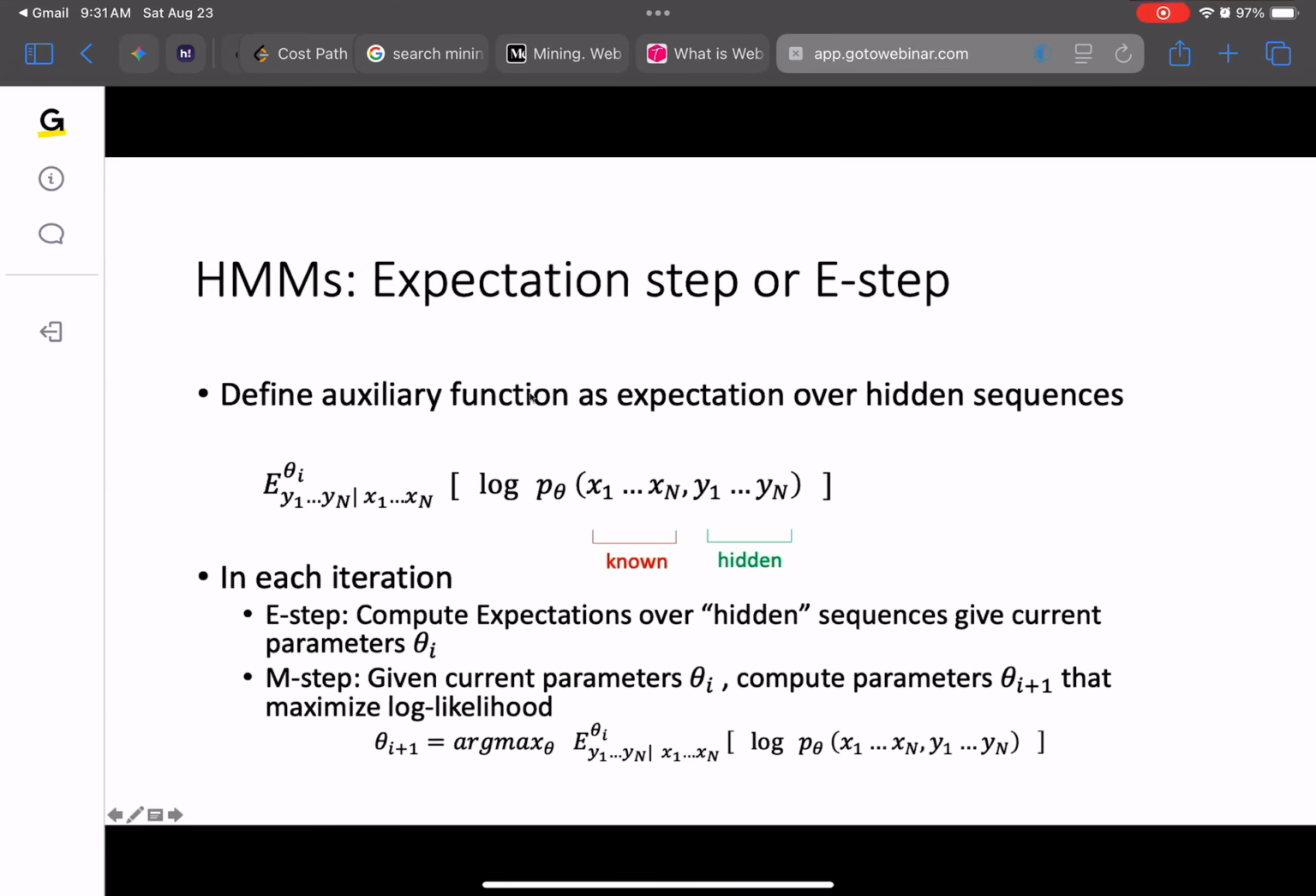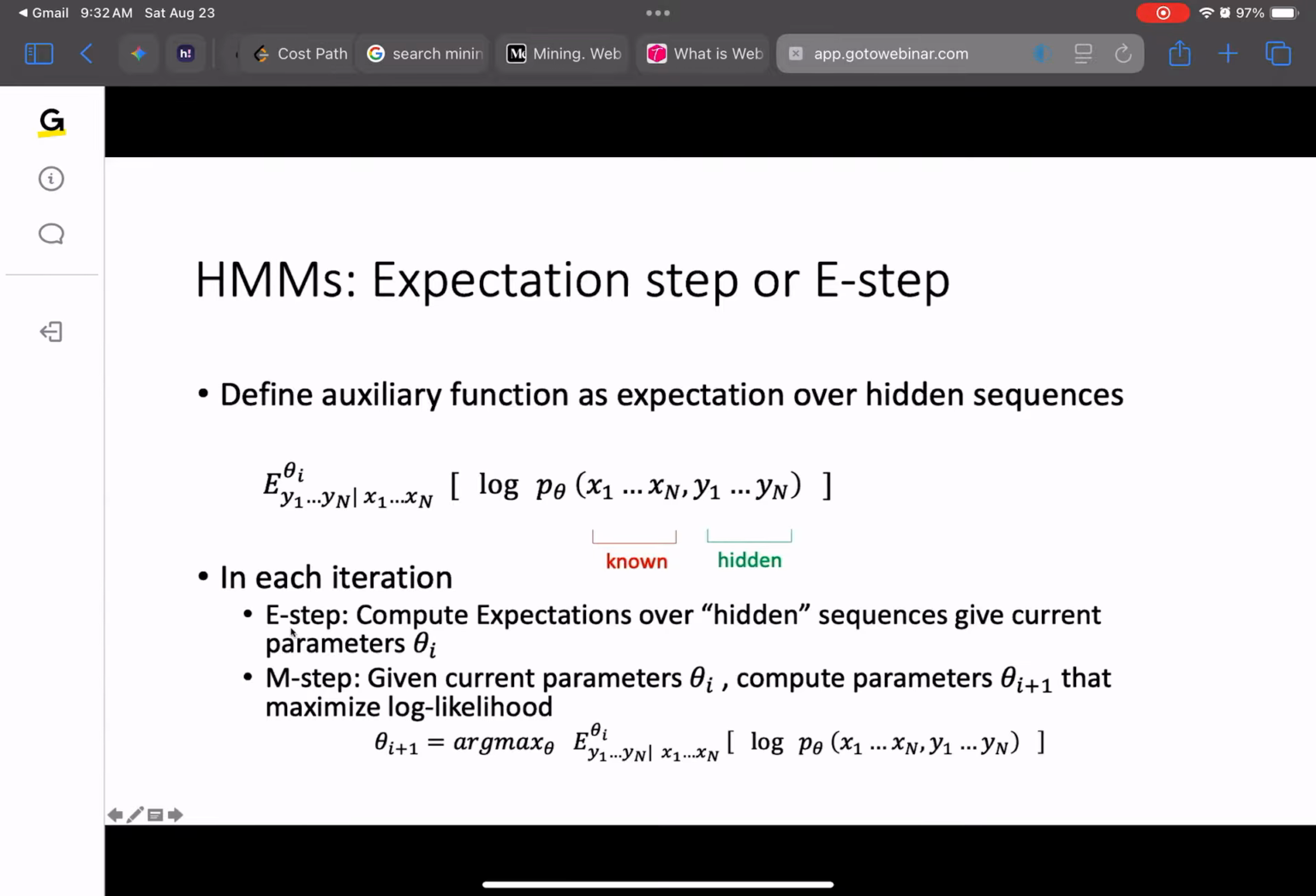In EM, in order to solve using EM, we have to define an auxiliary function. In this case, it's an expectation over the hidden state sequences over the joint distribution, where the observations are known and the state sequences are hidden and unknown. In each iteration, we have an expectation step and a maximization step.